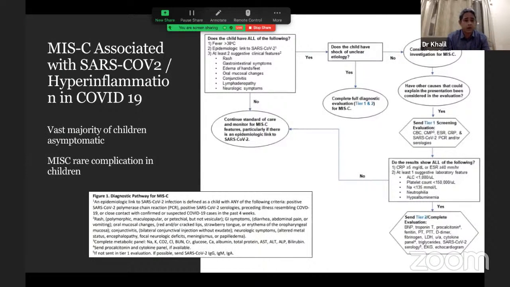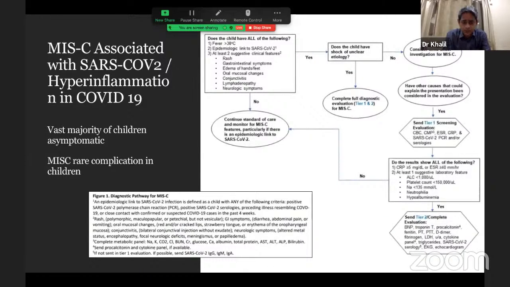Now we all are in the middle of a very dangerous pandemic. No country has been left unscathed by the corona pandemic. The corona pandemic has caused some of the most alarming problems in children. As we all know, the vast majority of children with COVID-19 are asymptomatic, but very few of them can develop a rare complication in the form of this multisystem inflammatory syndrome.